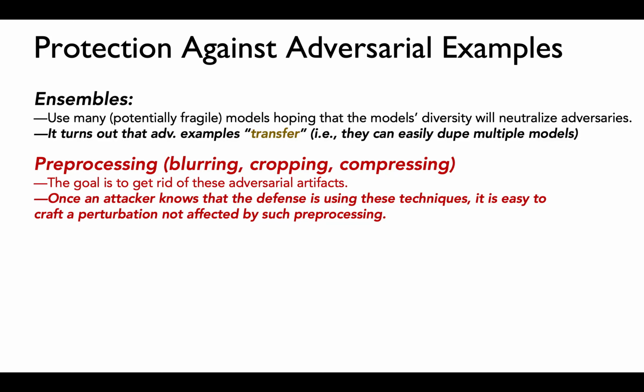Another approach that people have explored is to make use of pre-processing, and this would be falling in the category of modifying the data. So you would be taking the test example and applying some sort of pre-processing, so that if the adversary has added some perturbation, it can be removed. The goal here is to get rid of the adversarial artifacts.